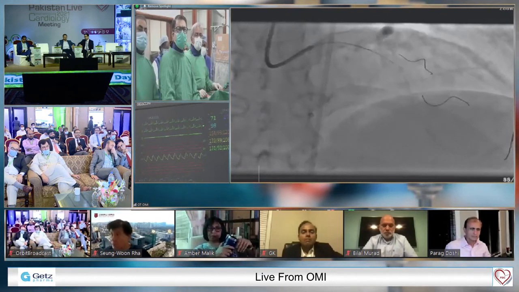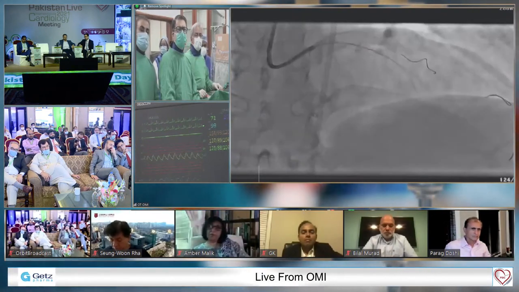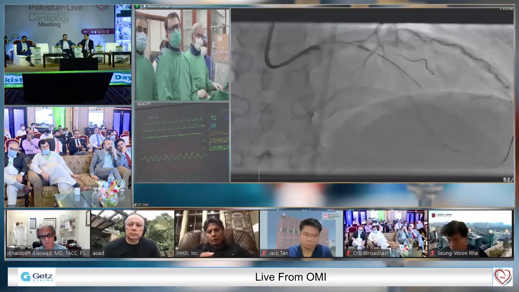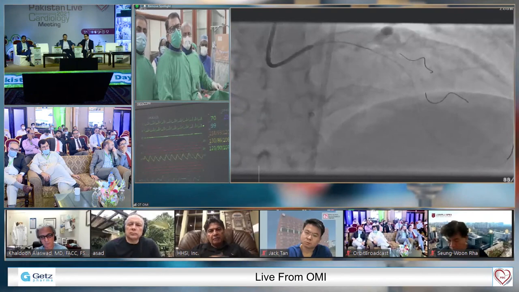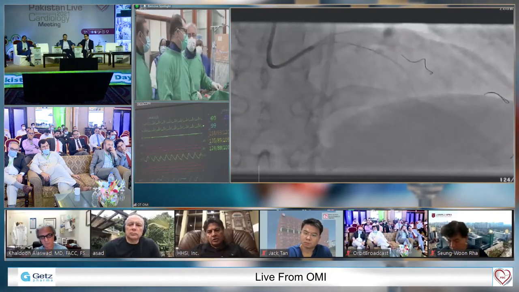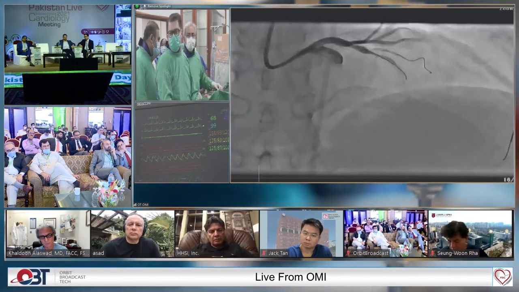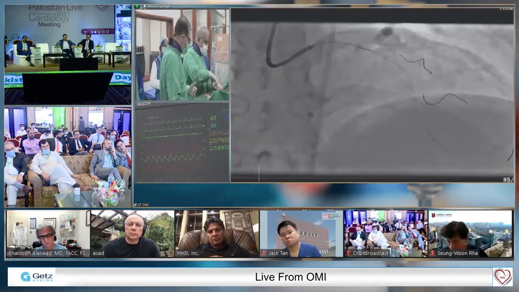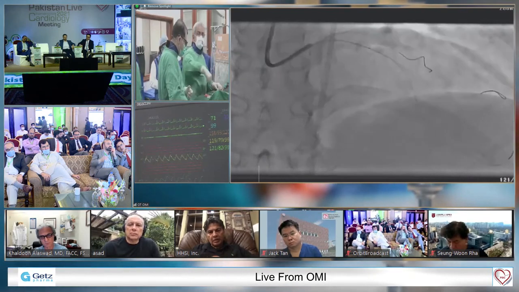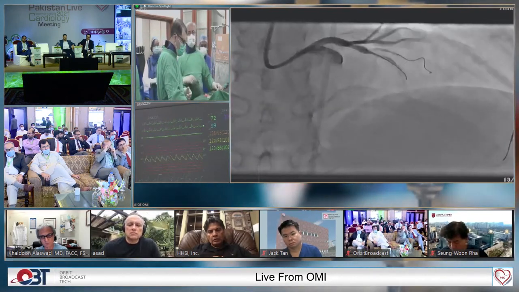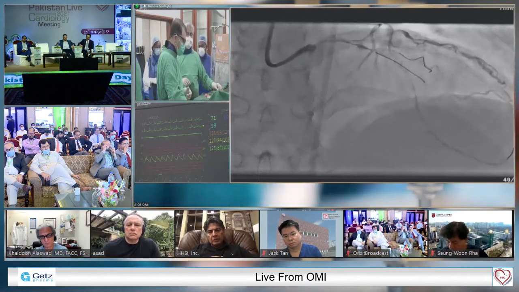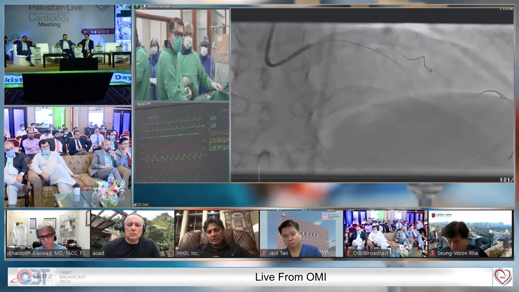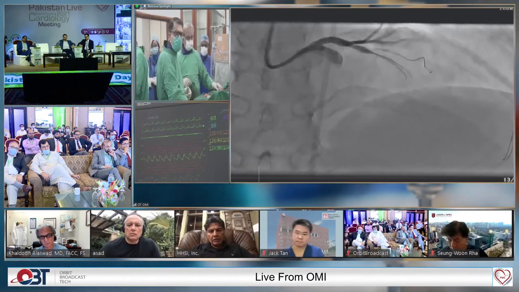The only thing I would add is I've gone to doing a lot of side balloon kissing technique, where if you use a 1.5 or 2 balloon here, you leave it underinflated at 2 atmospheres and stent across it, and try to avoid the jailed balloon. I think this is a provisional stenting part here. I wouldn't do a two-stent strategy to start with, but certainly if it dissects or something, that might be the thing to do later on.